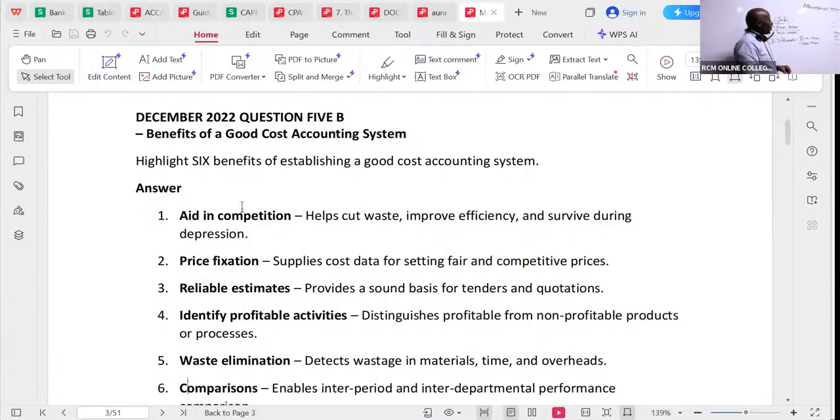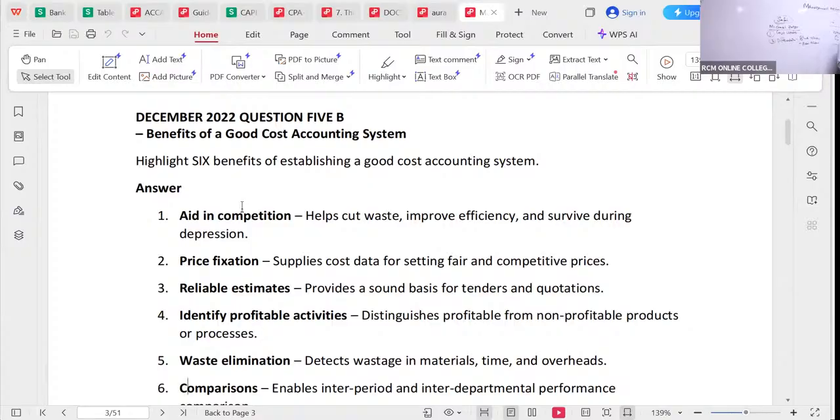All right. So this is the concept of management accounting. We have to get systems which are going to ensure that we are cost leaders. Number 2, if we have a cost accounting system, price fixation will never be an issue. It supplies cost data for setting fair and competitive prices. Reliable estimates because of the concept of budgeting, and the setting up of quotations.